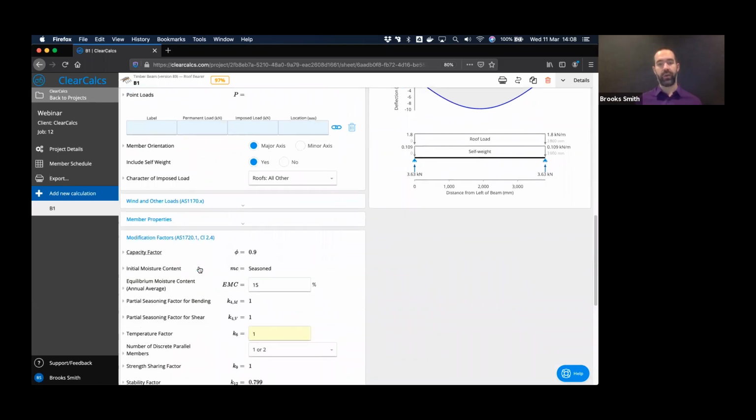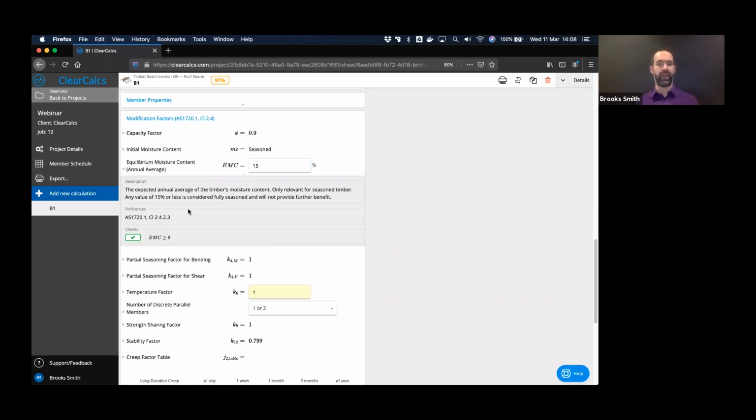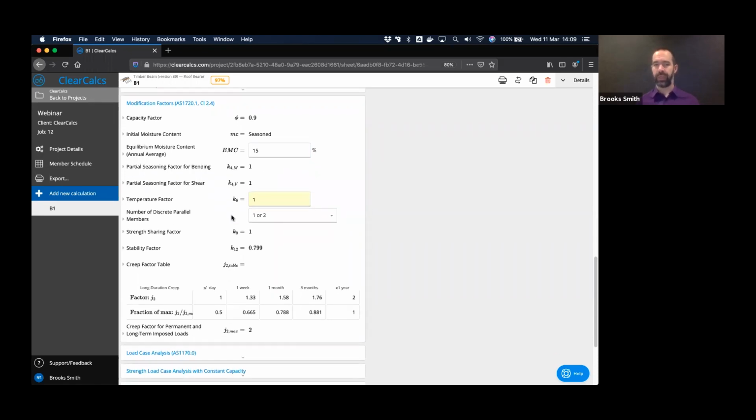We can look at all the modification factors that are considered here. By default, we assume that the equilibrium moisture content is going to stay at 15% or less. The only time this really changes, as we discussed earlier, is if you have an unprotected outdoor beam, for example. You can look at some of the notes related to that if you expand the section and refer to the clause specifically there. That results in a K4 equal to 1.